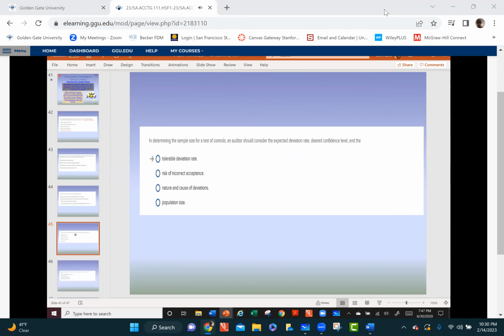Okay, in determining sample size for a test of controls, an auditor should consider the expected deviation rate, desired confidence level, and tolerable deviation rate. Those are the three elements. Population, not so much, but those other three that I just laid out a minute ago, yes.